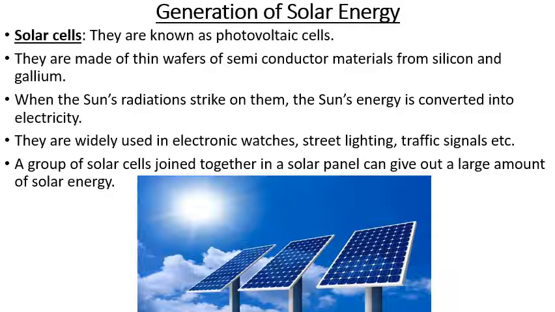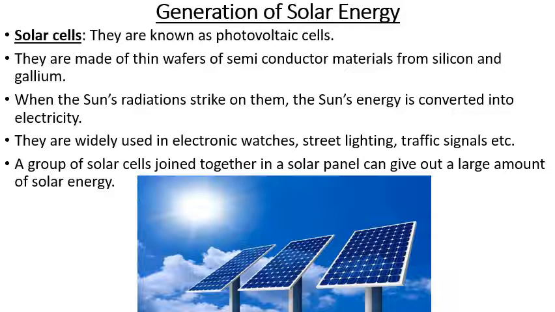Street lights on the middle of the road, we could see some lights which are fixed. During daytime they will be charged with the solar energy from these solar cells, and during night time they will be lighting. So these street lights, as well as solar cells, are used in calculators and traffic signals also.